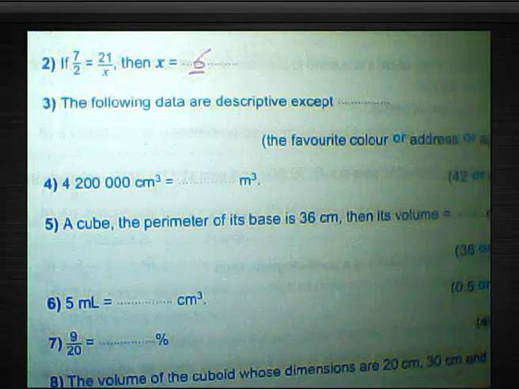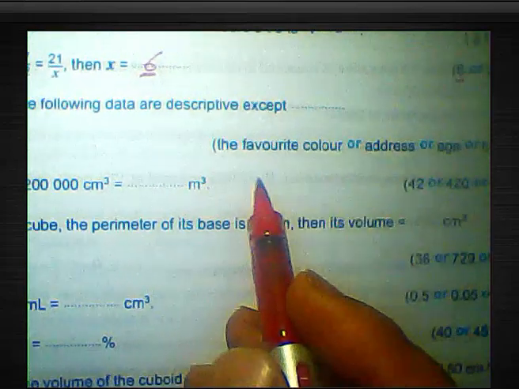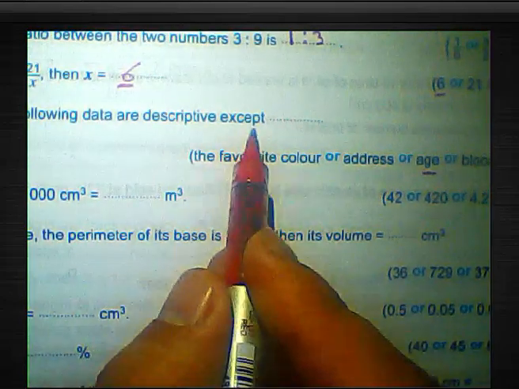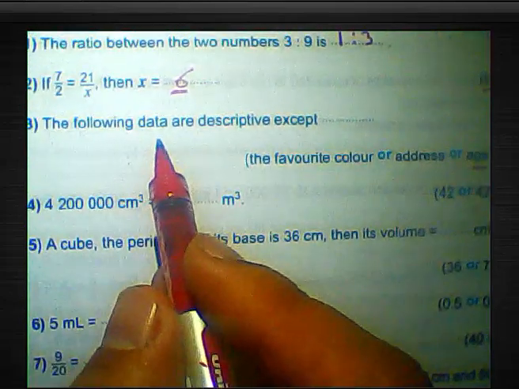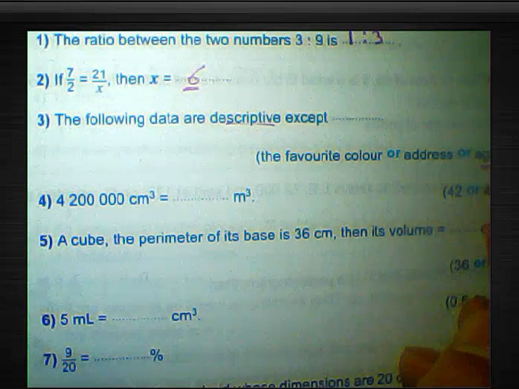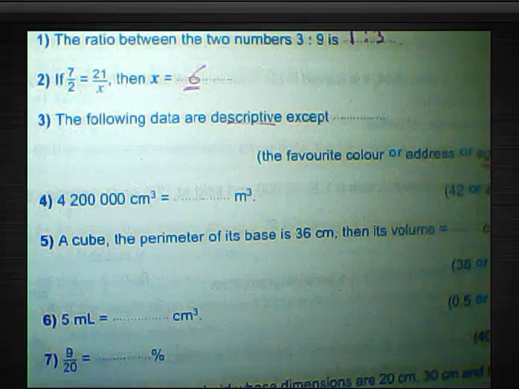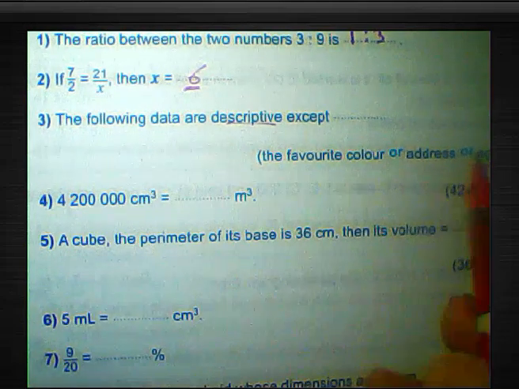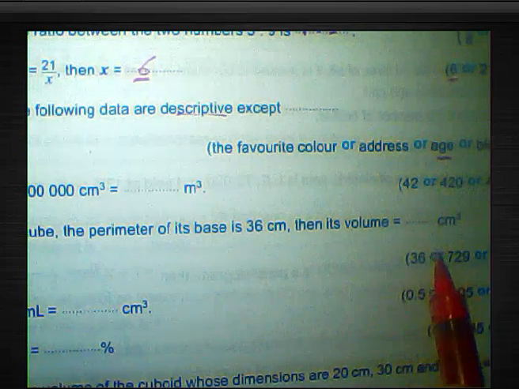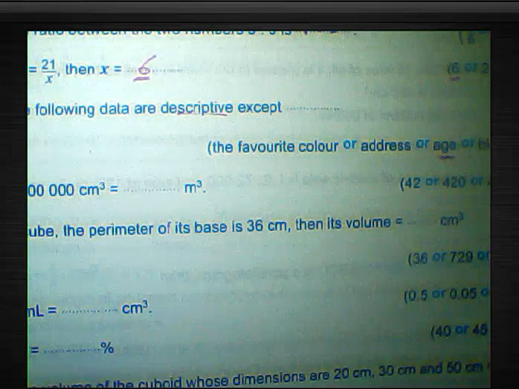Question number 3. The following data are descriptive except the favorite color, address, age. We know age is not descriptive, but age was quantitative data. So the following data are descriptive except the age, because age contain digits and numbers, such as age 13 years old or 15 years old.